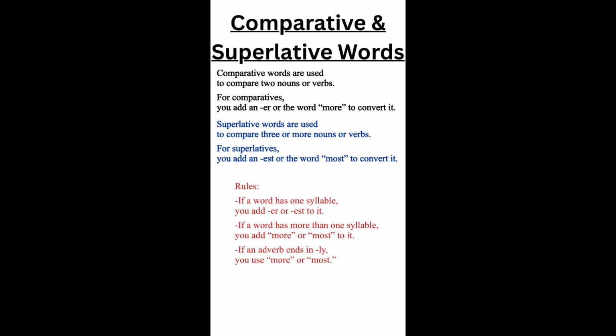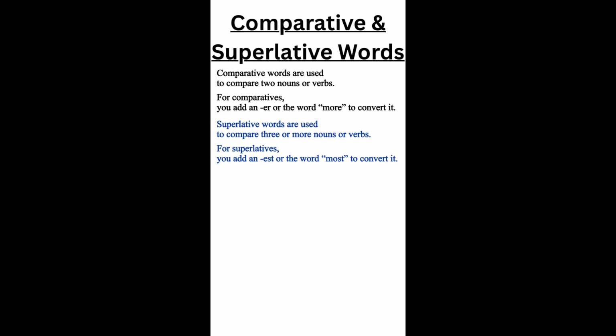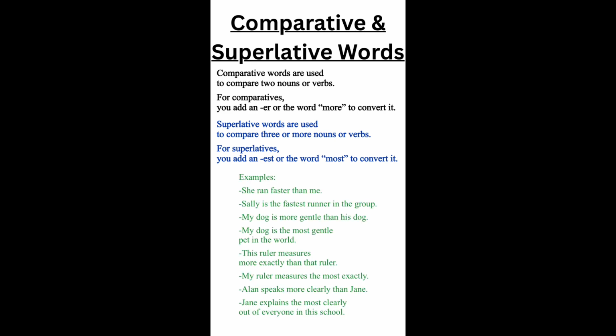Some rules to remember are: if a word has 1 syllable, you add er or est to it. If a word has more than 1 syllable, you add more or most to it. If an adverb ends in ly, you use more or most. Here are some examples. She ran faster than me. Sally is the fastest runner in the group.